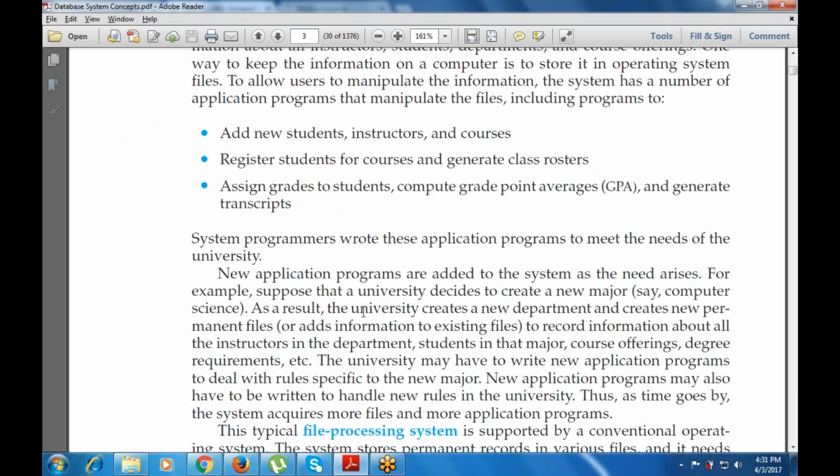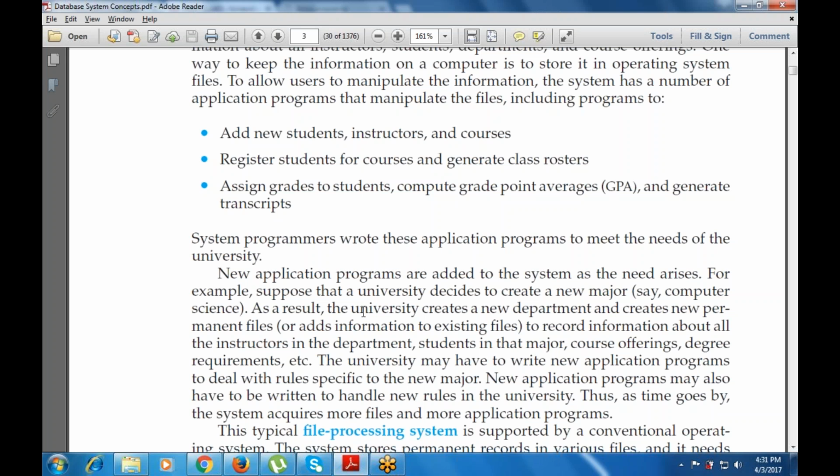For example, suppose that a university decides to create a new major, say computer science. As a result, the university creates a new department and creates new permanent files to record information about all the instructors in the department, students in that major, course offerings, degree requirements, and so on.